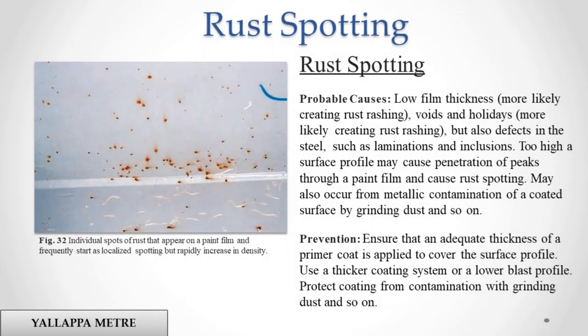Rust spotting. Probable causes: low film thickness, more likely creating rust rashing, voids and holidays, more likely creating rust rashing, but also defects in the steel, such as laminations and inclusions. Too high a surface profile may cause penetration of peaks through a paint film and cause rust spotting. May also occur from metallic contamination of a coated surface by grinding dust and so on.